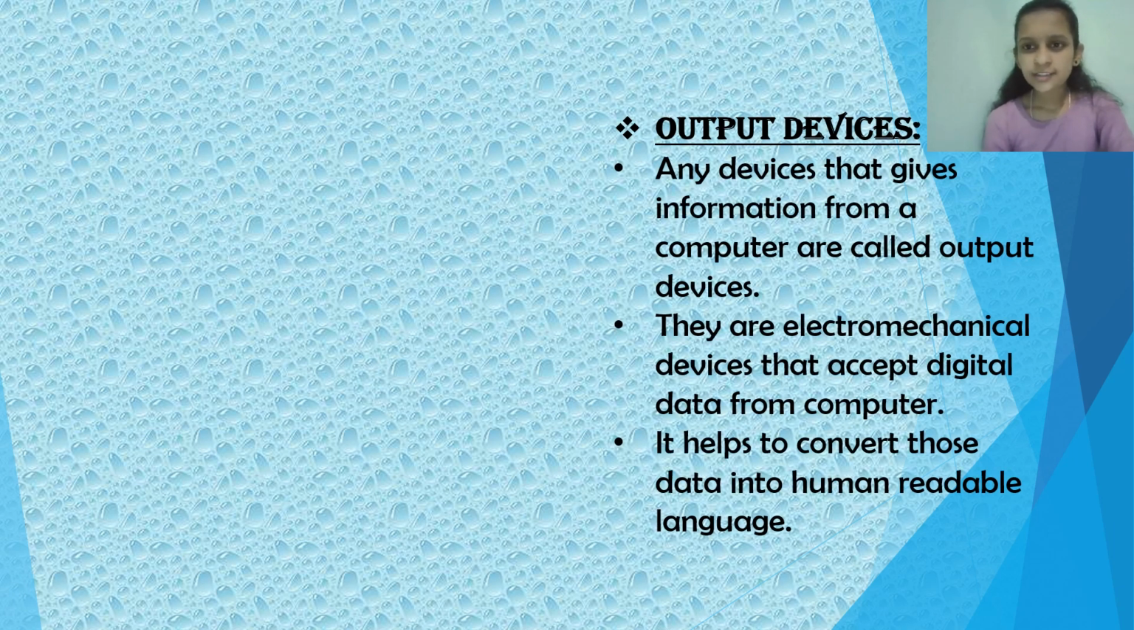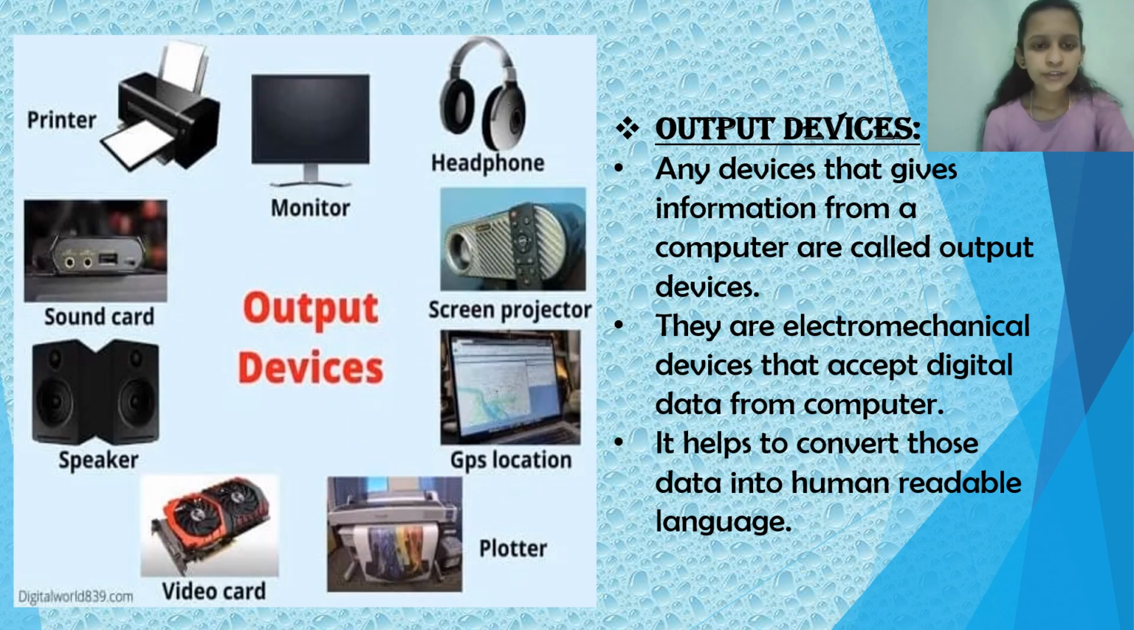When it comes to the output devices, any devices that give information from a computer are called output devices. They are electromechanical devices that accept digital data from a computer. They help to convert that data into human readable language. And the picture shown here indicates examples of output devices.